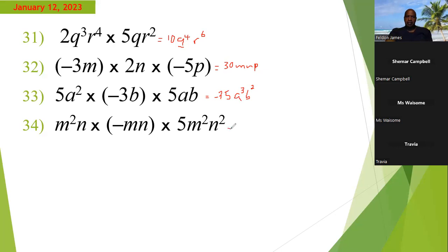Sir, you hearing me? Hearing you now. Yes, sir. Negative 5, m raised to the 5 power. Negative 5. Yes, sir. And m raised to the 5 power. All right, so m to the 5th. And then n raised to the power of 4. N to the 5th. That's it? Yes, sir. All right, thanks very much, Miss Waysom.